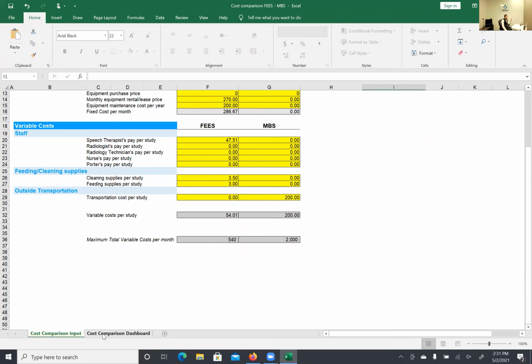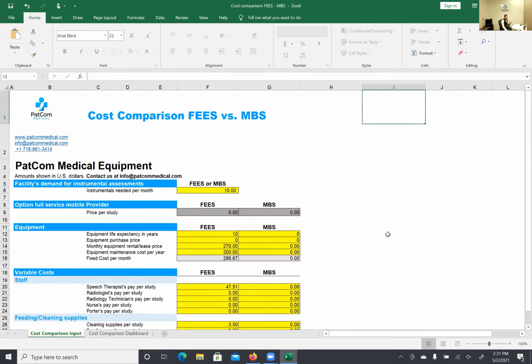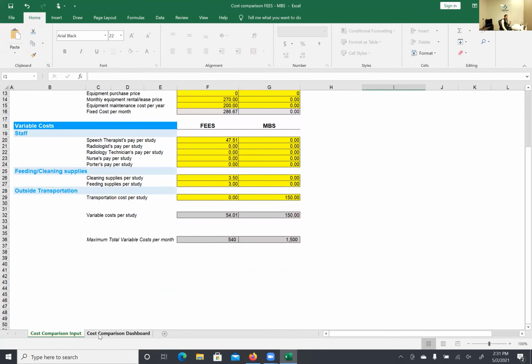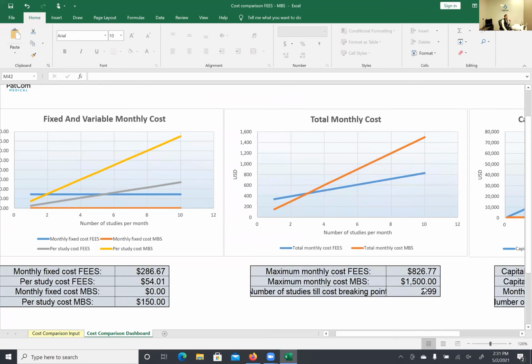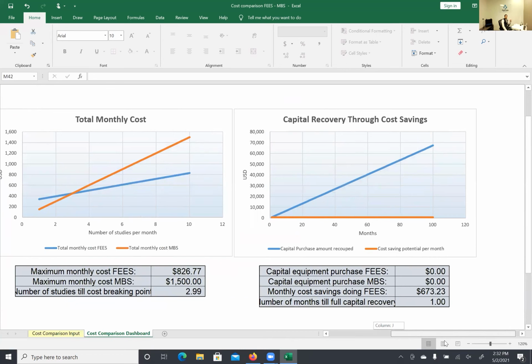So if we go way down and say, let's say instead of transportation, the SNF has their own bus transportation and it's not a separate charge. And then the hospital just charges $150 to get the MBS done. Something like that we could put in here instead of transportation. And then we see, okay, if that happens, then what? Still only need 3 studies per month to still be more affordable with your own FEES equipment.